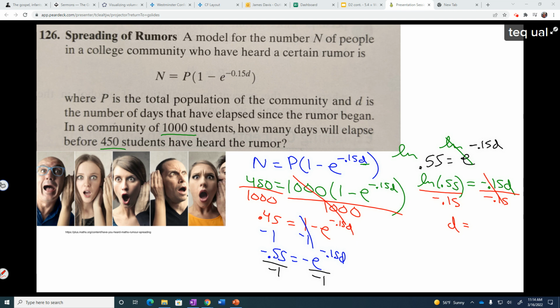Generally, you might get a decimal, but you can round up to the nearest whole number for something like this. It should be like 3.98, so approximately 4 days. So all of these have a similar idea of solving for whatever the variable is using natural logs, just making sure you get them plugged in the right spot.